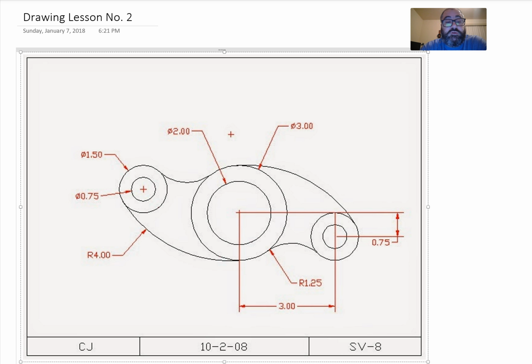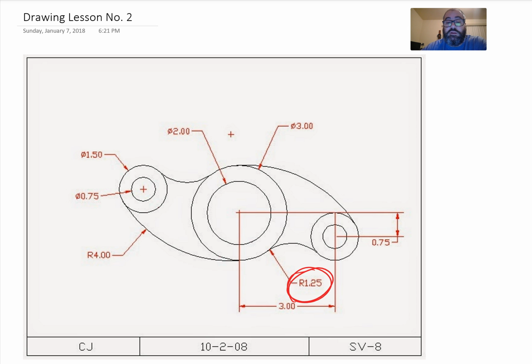Again, all of our circles and arcs are measured in diameter and not by radius, with the exception of this one here, down at the bottom right side. That is telling us that this radius here is 1.25. And the same here, this one going across is 4. Those would be duplicated. This one is the same as this one here, and this one is the same as this one here. So we would have to figure out a way to duplicate those, or just draw 2 of them, however.